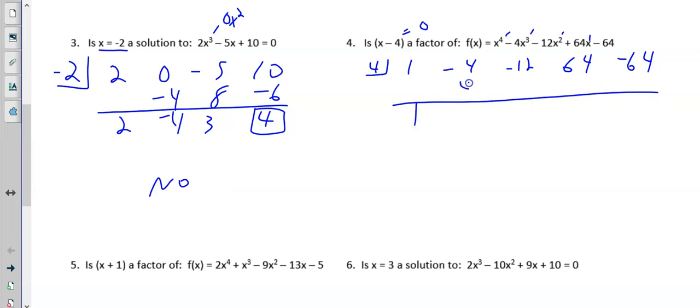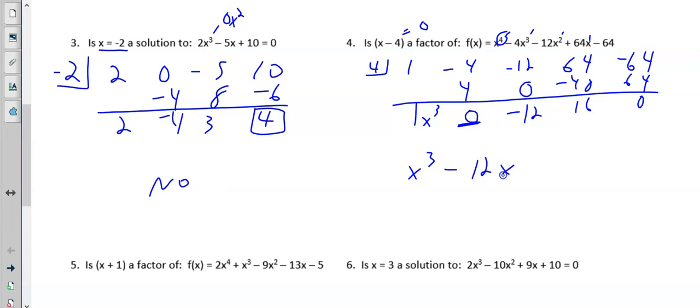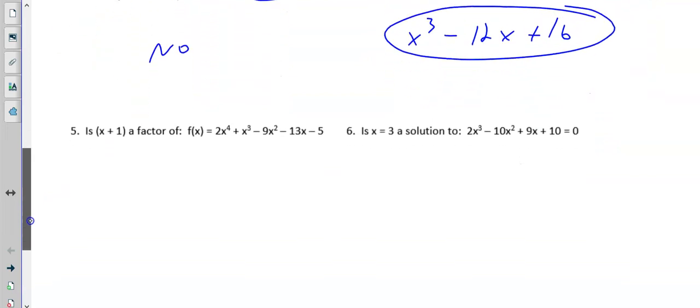Drop the 1, multiply by 4. Add straight down. No matter what I multiply by, I'm going to get 0. Add straight down. Multiply by 4. Get negative 48. Add straight down. Multiply by 4. And I'm going to get positive 64, which gives me 0. Now this time I start with a 4, which means this is going to be x cubed. Notice there is no x squared. Minus 12x, we don't have to write plus 0x squared, plus 16. I'm not factored, that's written in standard form.